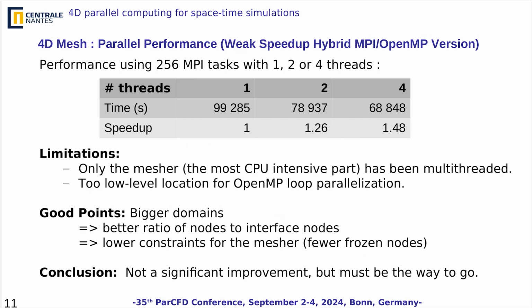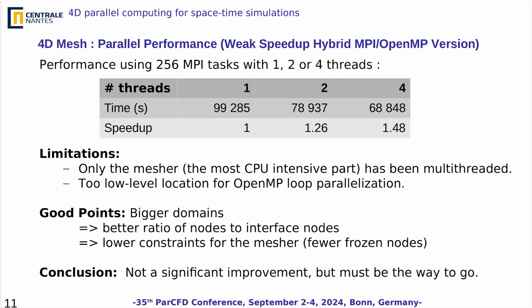To be a little better in terms of performance, I implemented the first version of a hybrid OpenMP MPI version, which has quite poor performance, only 1.5 on 4 cores. The main thing is that it's very limited. Only the mesher is multi-threaded, not the repartitioner part. And also the location of the OpenMP loop is very low, and so we don't take advantage of OpenMP at that time.